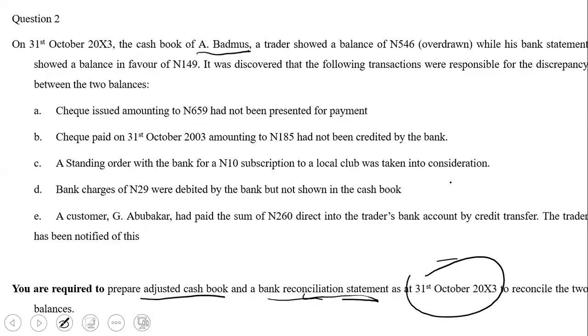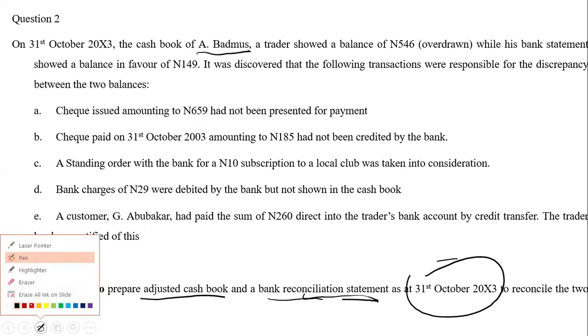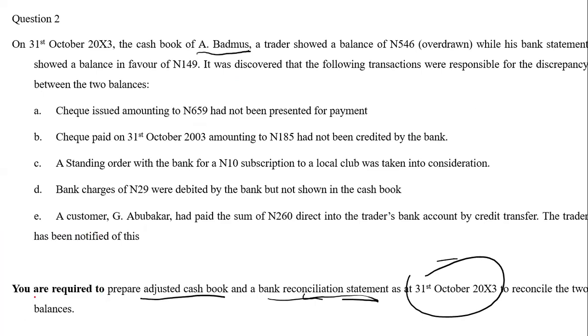So let's get to look at this. If you are there, now from here, you can see we are not going to tick anything. So this goes to make our job easier. Since we are not ticking, we just pick and drop. We're told that the cash book shows a balance of 546 overdraft, while the bank statement shows a balance in favor of 149.